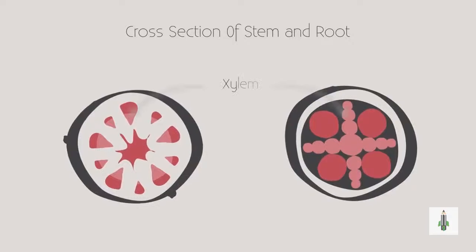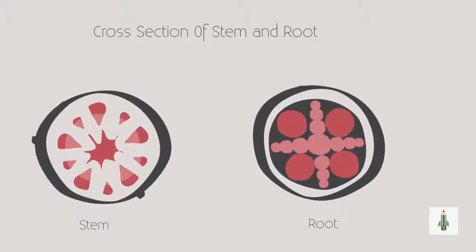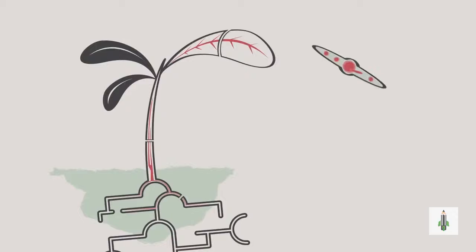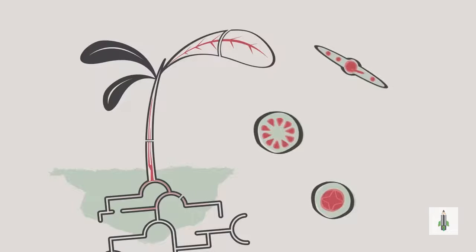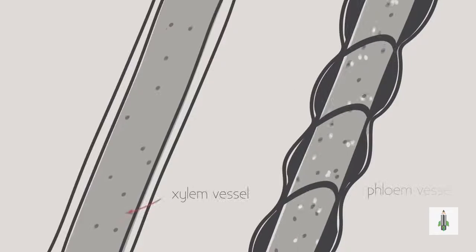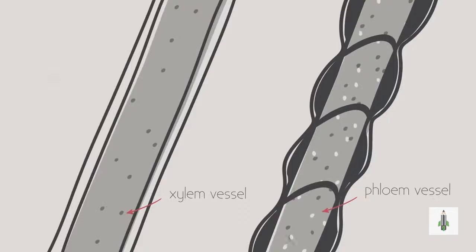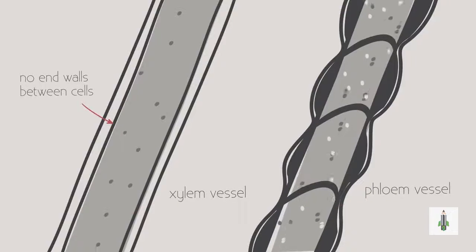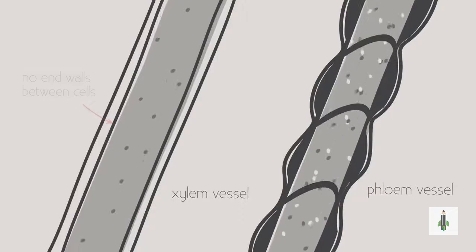Here are the xylem and here are the phloem. Notice how the arrangement is different in the stem and the roots. The xylem and the phloem are found in groups called vascular bundles, and the position of these bundles changes for different parts of the plant. Both the xylem and the phloem are made up of rows of cells that form a continuous tube running the whole length of the plant.